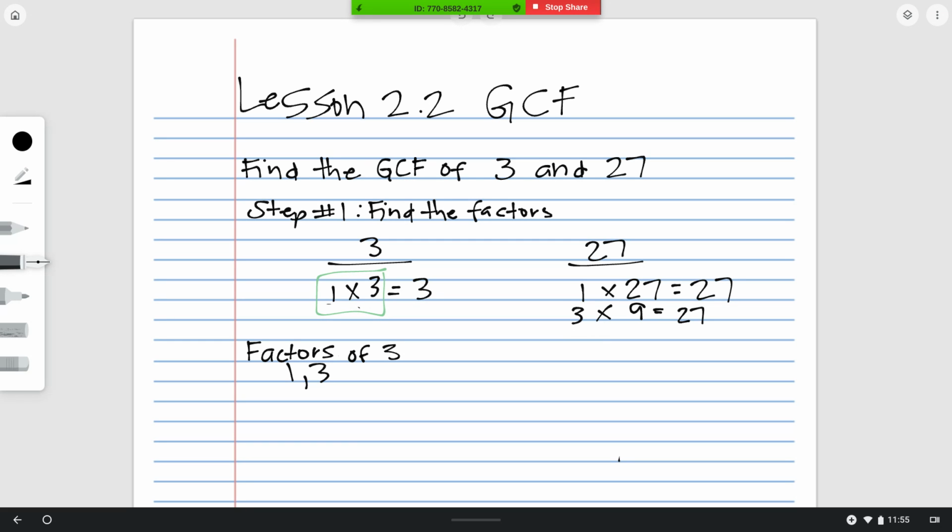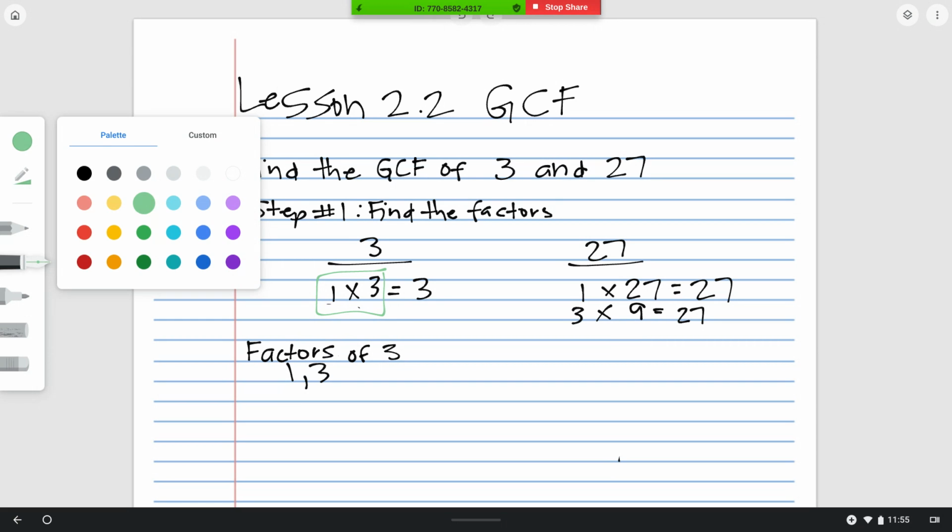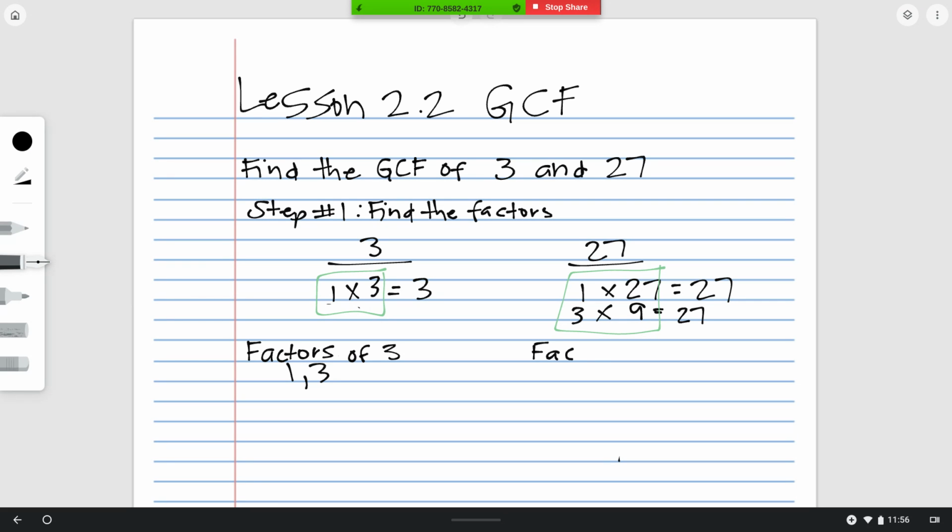I'm not at 9 yet. Will 6 times something give me 27? No. What about 7? Will 7 times something give me 27? No. Okay. What about 8? Will 8 times something give me 27? Nope. So now I am at 9. Okay, I go all the way up until I match that number that I've already multiplied. Going to highlight this in green. Then I'm going to write out my factors. So factors of 27 are 1, 3, 9, 27.